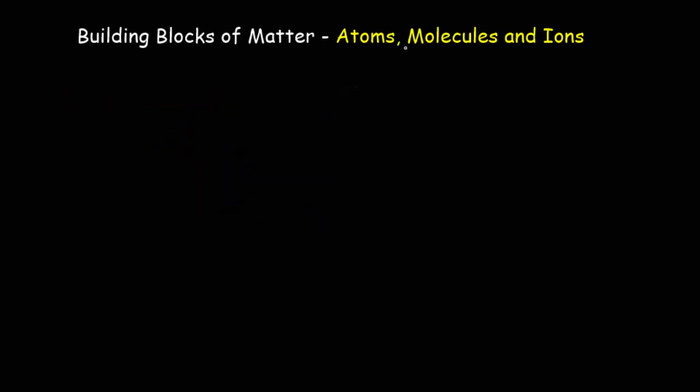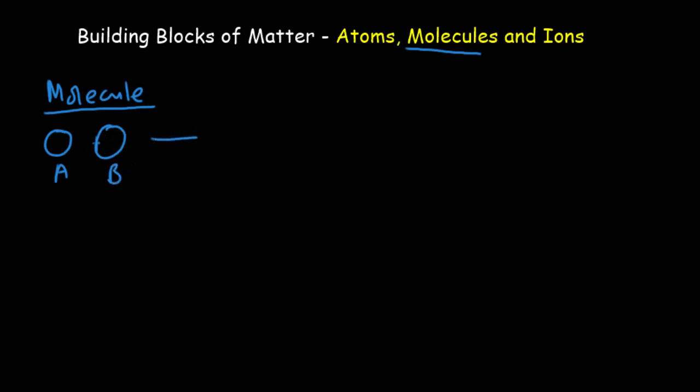Now, let's look at what a molecule is. To explain what a molecule is, let's consider these two atoms, atom A and atom B. If I am able to bring these two atoms together, as a result of a chemical attraction between them, to form this, then this is called a molecule.